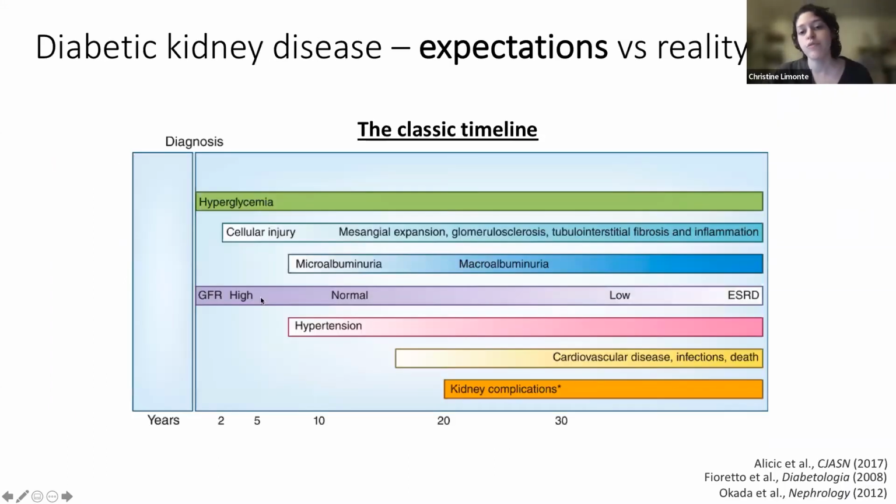To set the stage, I want to review the classic timeline for diabetic kidney disease progression. This timeline was described for type 1 diabetes and has been used as a framework for thinking about type 2 diabetes, even though it's not completely applicable in this scenario.